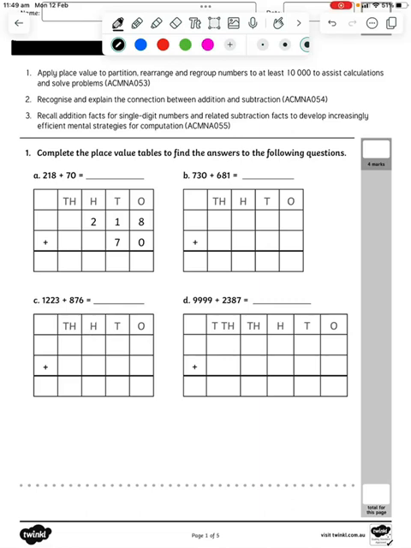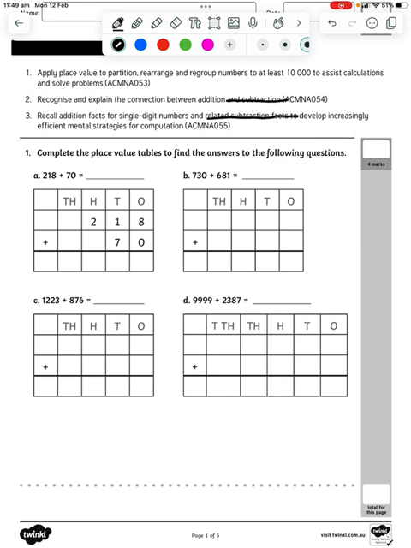So this video is just going to go over some of the ways that we are going to do addition and how we can set it out. So we're looking at specifically these goals. Apply place value to partition, rearrange and regroup numbers to at least 10,000. So making sure we know our place values of our numbers. We're then going to recognize and explain the connection between addition, and we're not going to do subtraction today, so we cannot worry about that one. And then we're going to recall addition facts for single digit numbers. And again, we're not going to do subtraction.